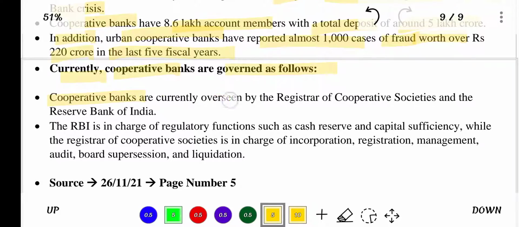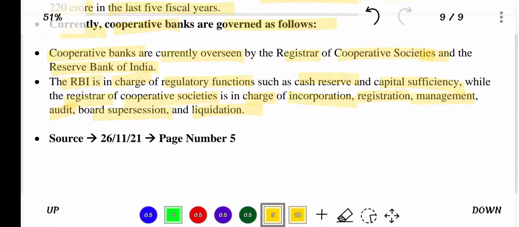Cooperative banks are currently overseen by the Registrar of Cooperative Societies and the Reserve Bank of India. The Reserve Bank of India (RBI) is in charge of regulatory functions such as cash reserve and capital sufficiency, while the Registrar of Cooperative Societies is in charge of incorporation, registration, management, audit, board supervision, and liquidation. Source of this news is The Hindu. A news article was published on this in today's newspaper on page number 5.